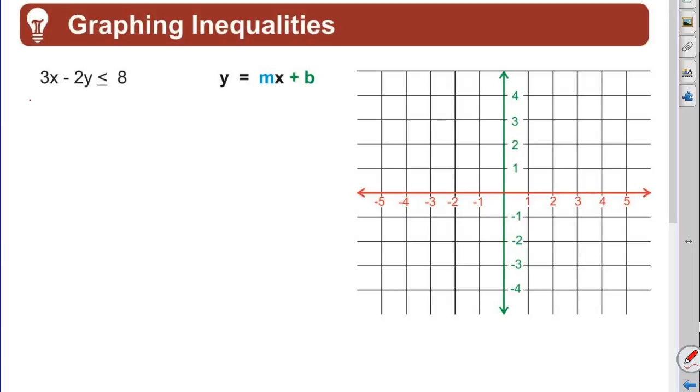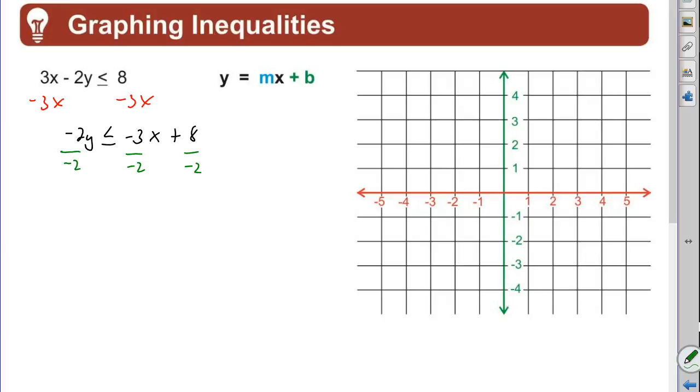First thing I want to do is move the 3x. I'll add a negative 3x to both sides. And so we have negative 2y less than or equal to negative 3x plus 8. Okay, and so I've got to move that negative 2, so I'll divide each term by negative 2.